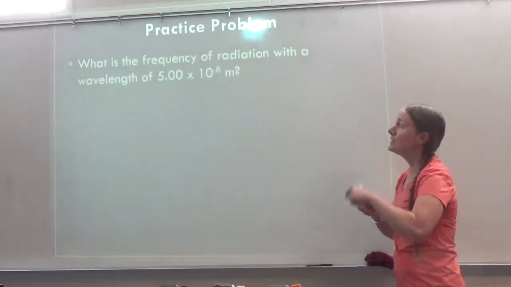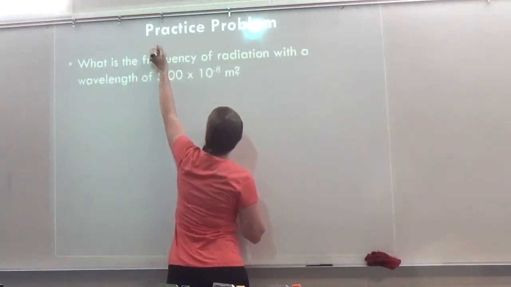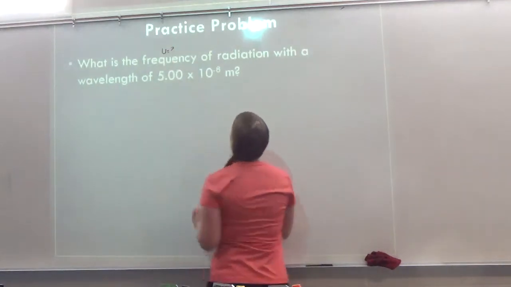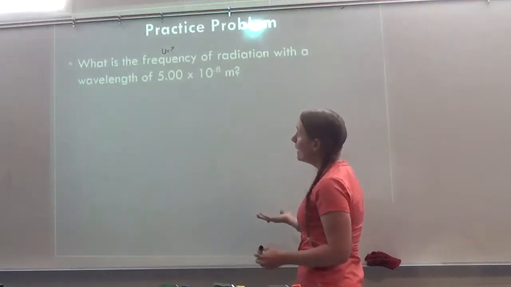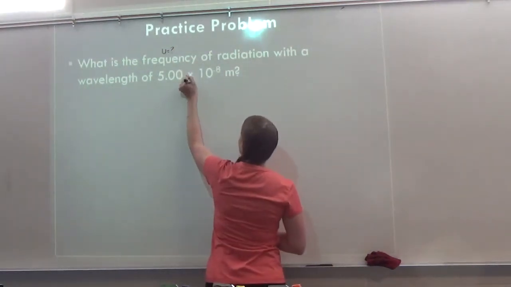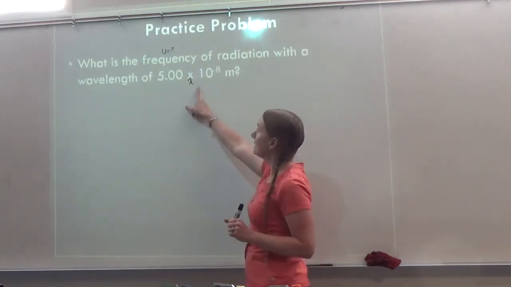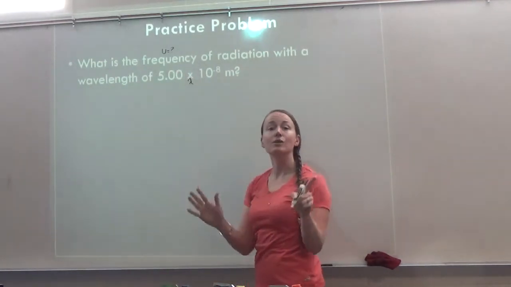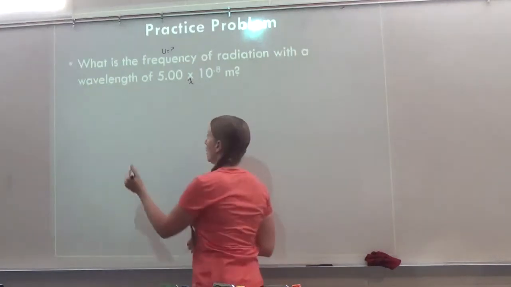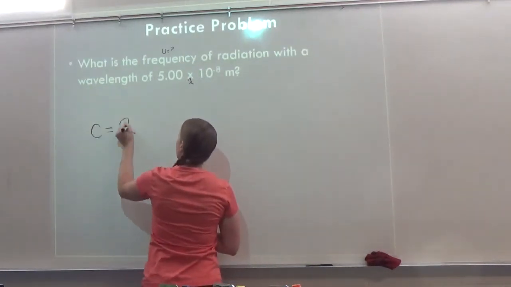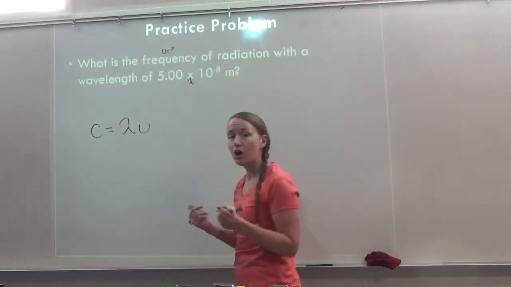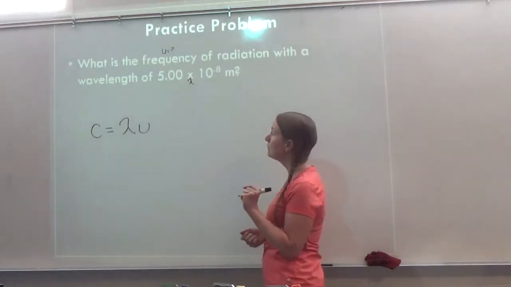So it says, what is the frequency? So this time I'm looking for nu. Of radiation with a wavelength of 5 times 10 to the negative 8 meters. So they gave me lambda, I'm looking for nu. Again, notice they did not talk about speed of light at all. So we know c equals lambda nu. You'll have that on your formula sheet. You will not have the value for c.